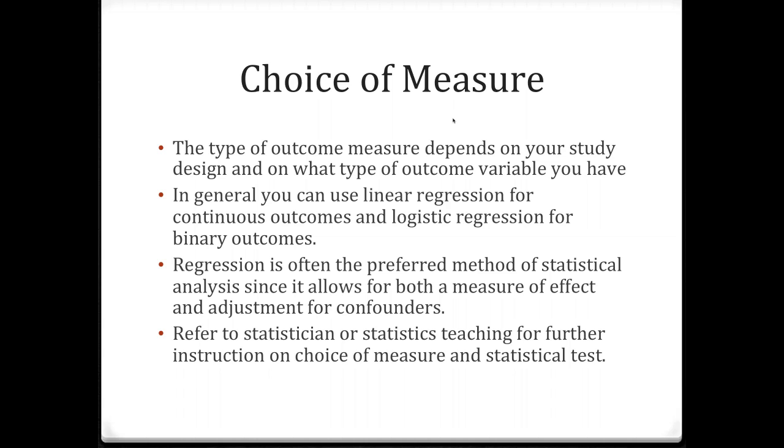The choice of outcome measure will depend on the types of variables you have and the study design. Regression is generally preferred for its ability to give an adjusted measure of effect. Use linear regression for continuous and logistic regression for binary outcomes. More on this later. Check with a statistician at the design phase of your study to determine the most appropriate measure and/or statistical test for your study.